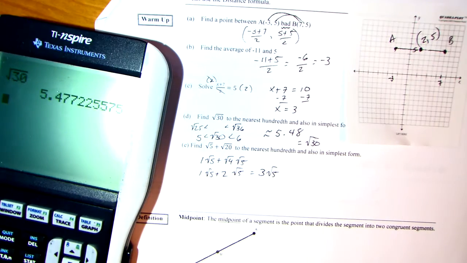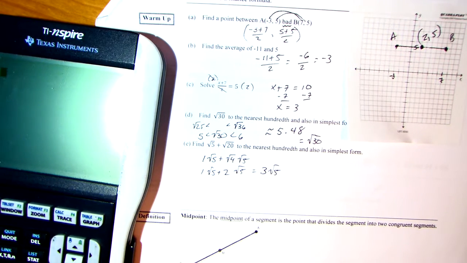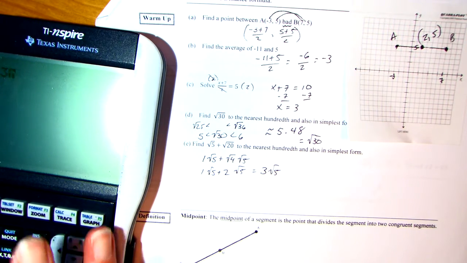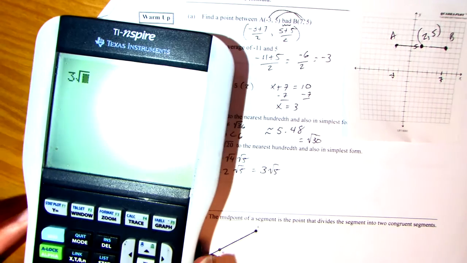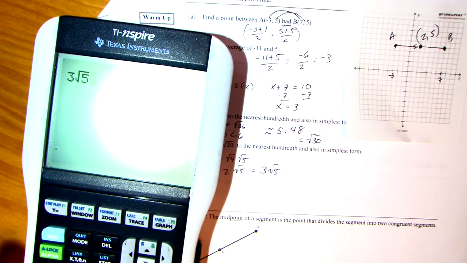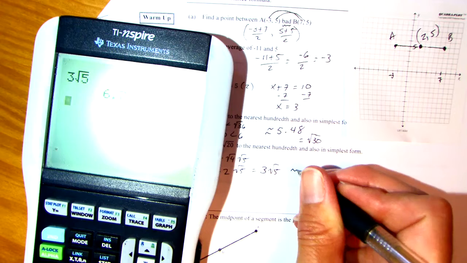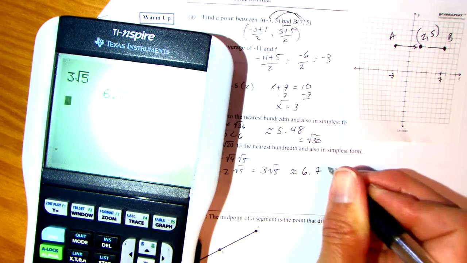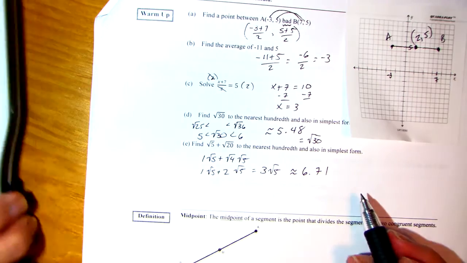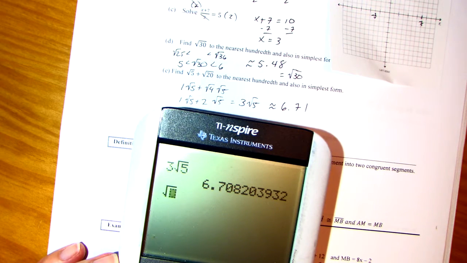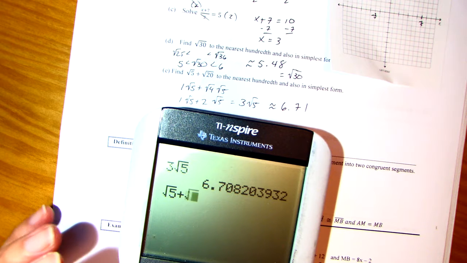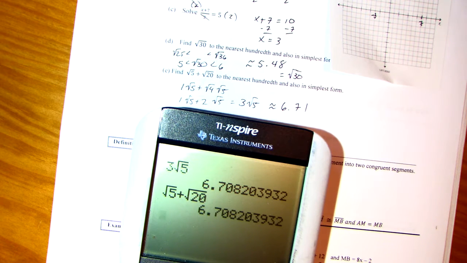Now, if I want to find that decimal value, press 3, then the square root of 5, enter. You get 6.71 to the nearest hundredth. But otherwise, you can just type it in as square root of 5 plus square root of 20. Same answer.